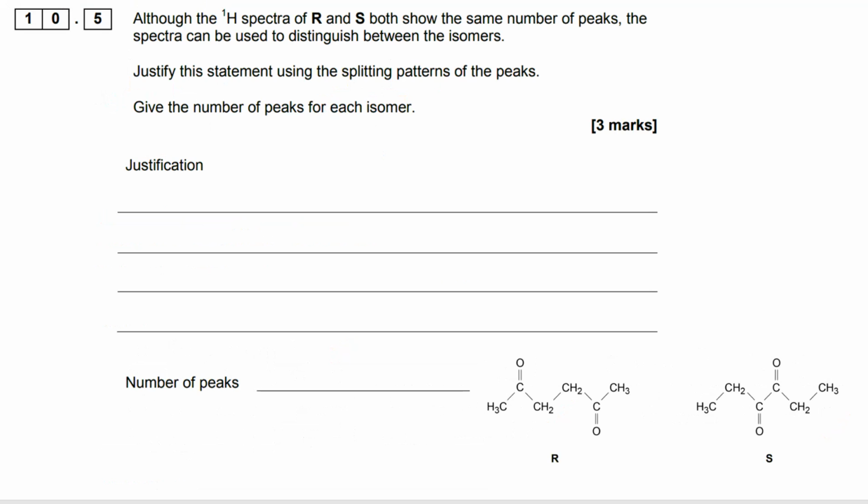Looking now at hydrogen spectra, again, same number of peaks for R and S, but we can use the spectra to distinguish. So we're going to use the splitting pattern of the peaks this time. First of all, number of peaks. Again, I've highlighted them here. We can see that we've got 2 environments in each of these examples, and therefore we've got 2 peaks.